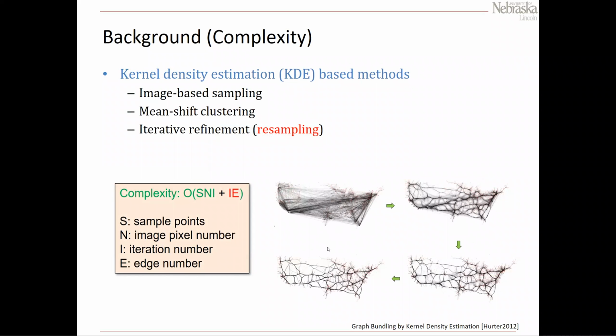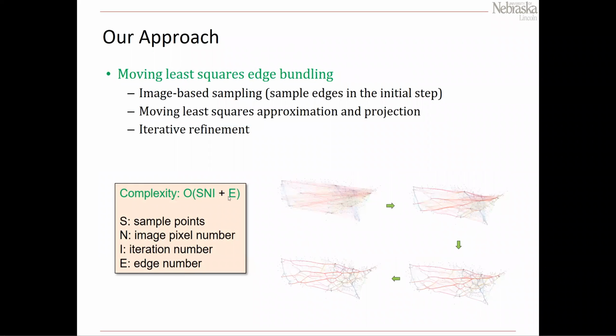By comparing the complexity of these two algorithms, you can see the KDE-based method needs to do resampling in every iteration, but we only need to do the sampling once. So we remove the I in this term.